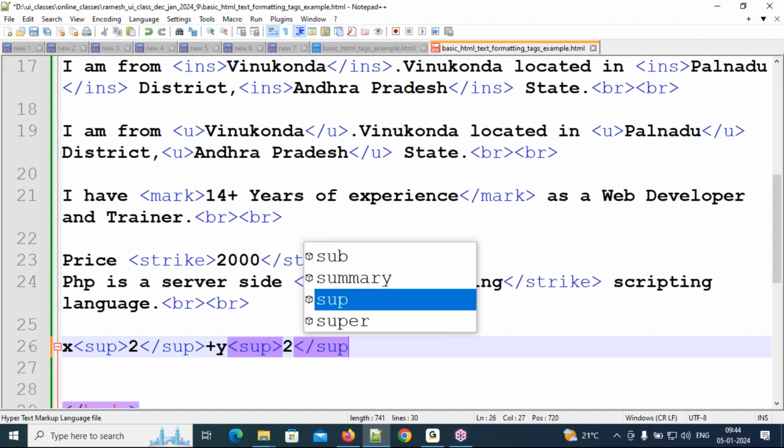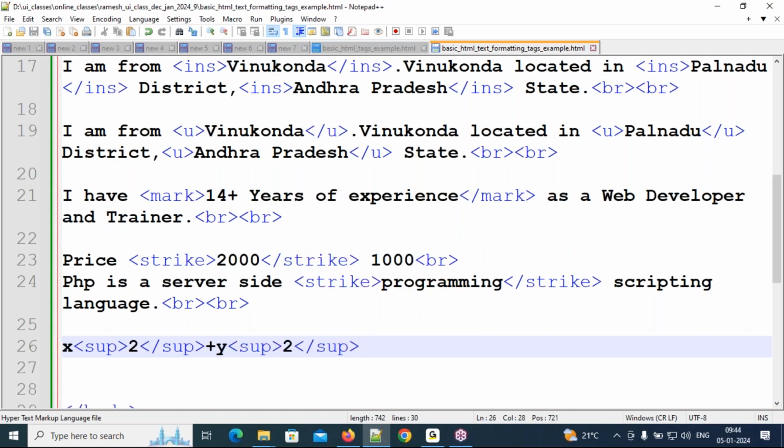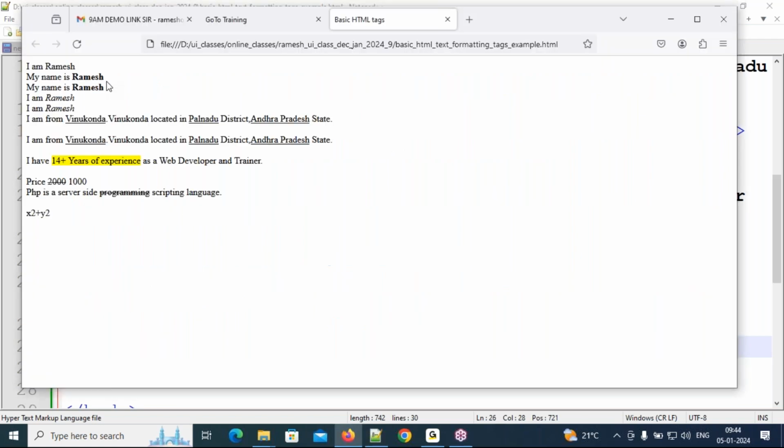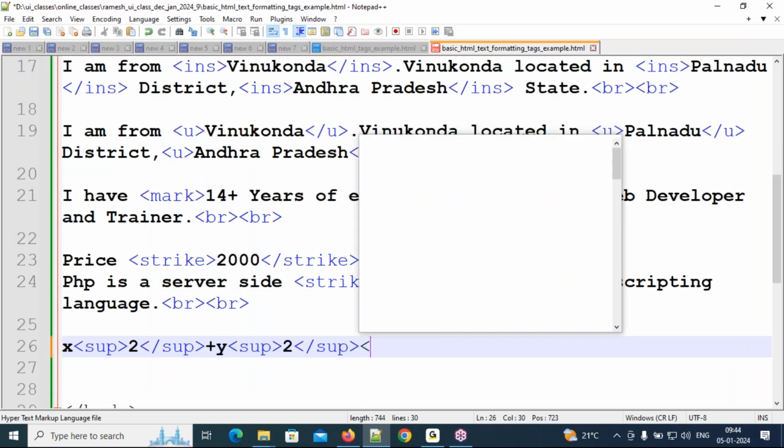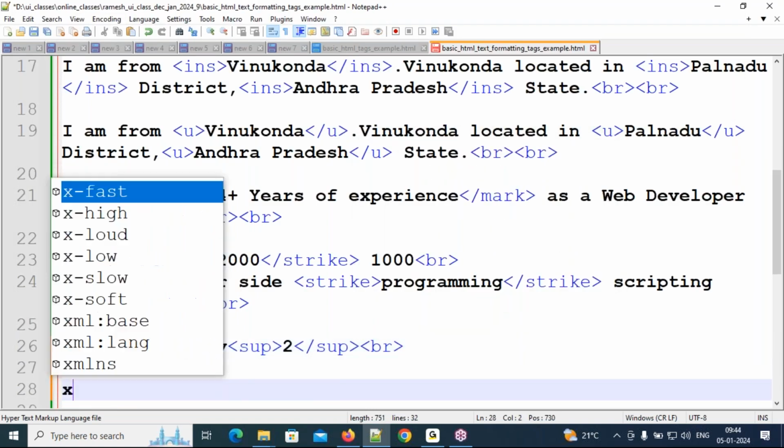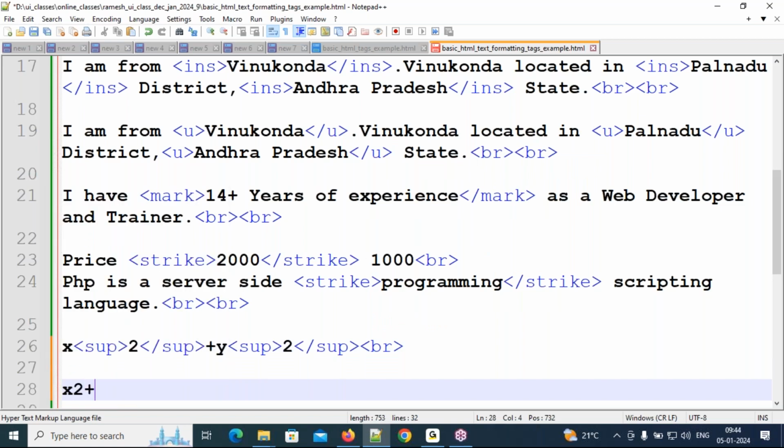Which letter has to come on top, we need to write here. Okay, right. What am I getting here? x square plus y square. So mathematical expressions we are writing. This is superscript, that means on top of the letter it will come. Now I want to display x2 plus y2.